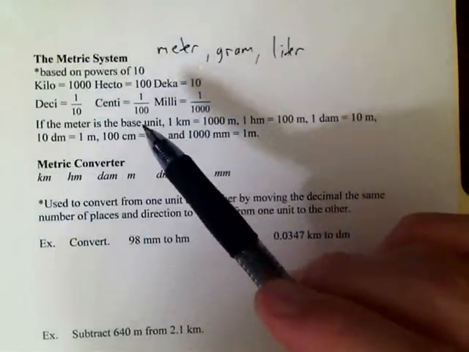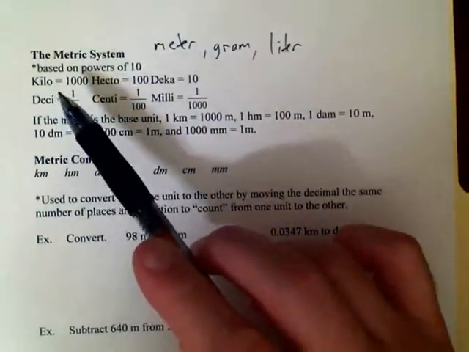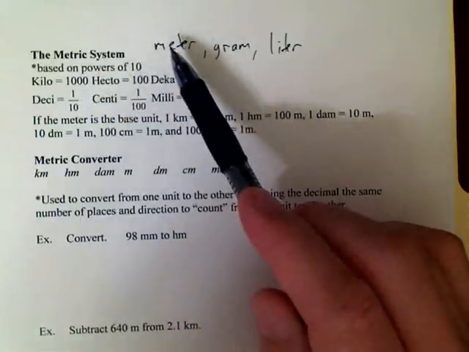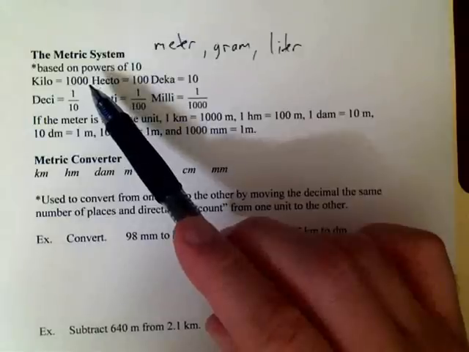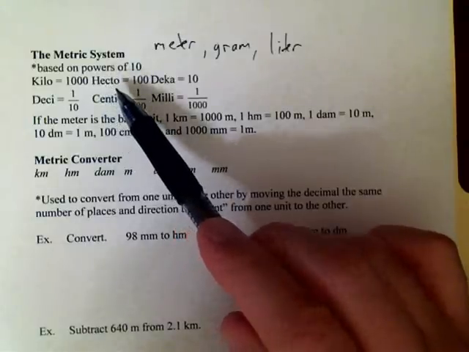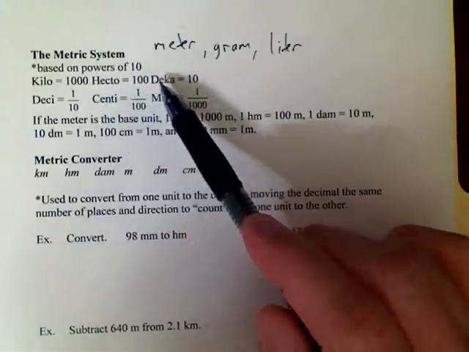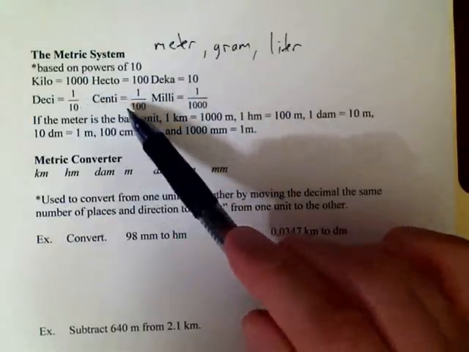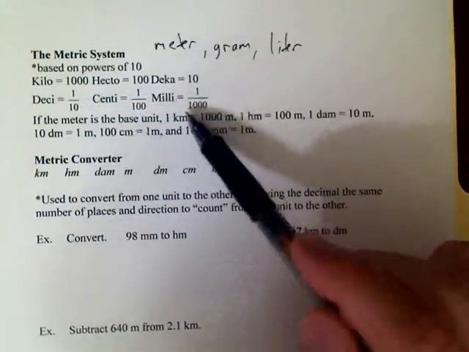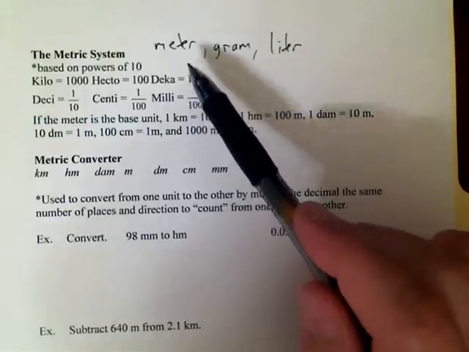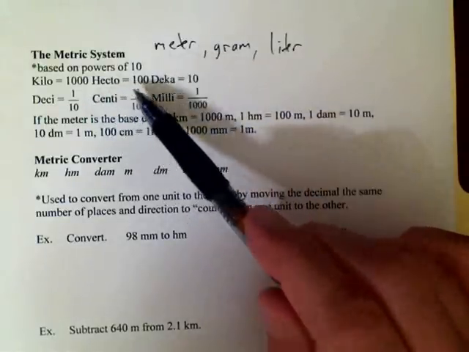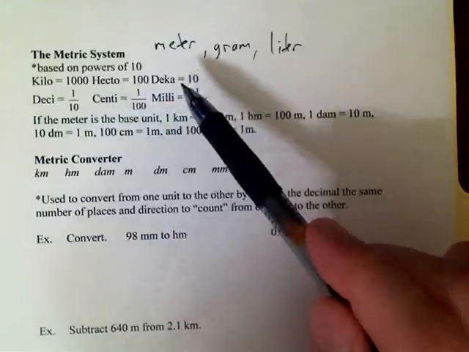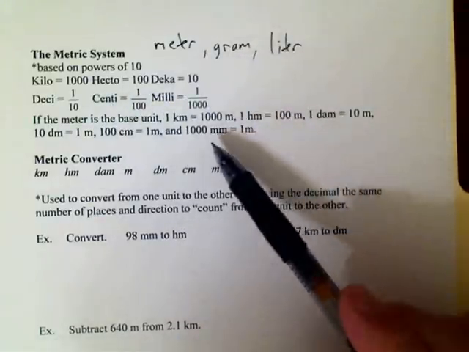Now, certain prefixes we're going to talk about. The kilo represents 1,000. Since we're talking about meters, a kilometer would be the same as 1,000 meters. Hecto would be 100. Deca would be 10. Deci is 1/10. Centi is 1/100th. Milli is 1/1000th. So as you can tell, kilo, hecto, deca are all bigger than meters. Deci, centi, milli are all smaller. And this gives you an idea of what's going on.